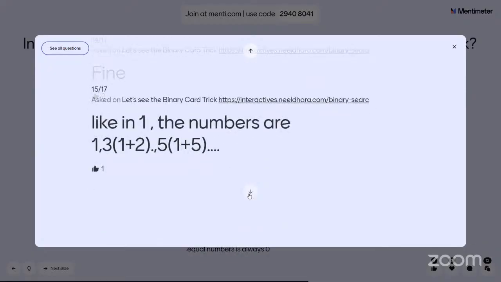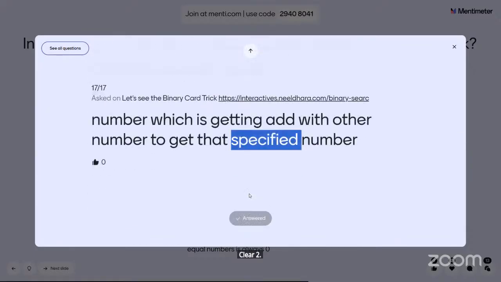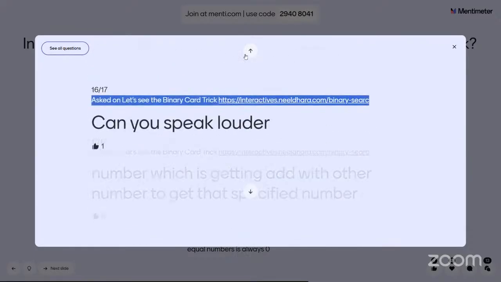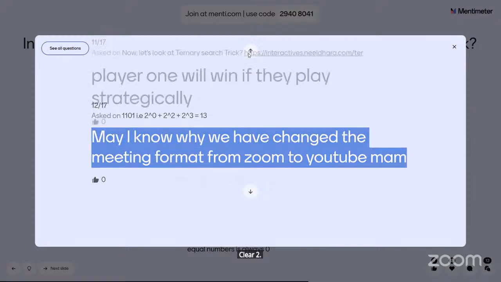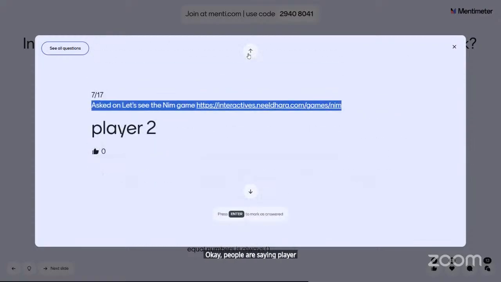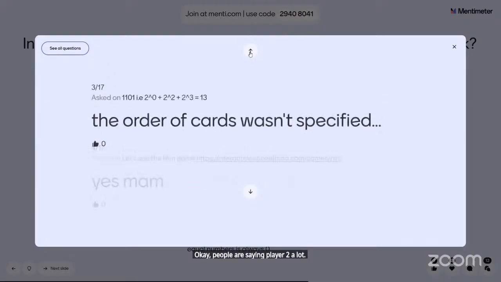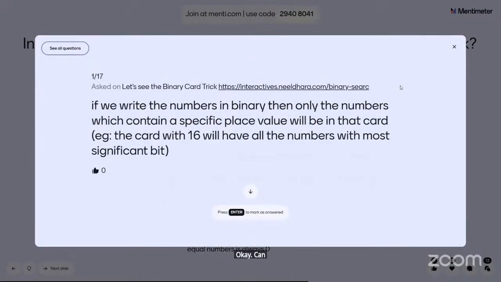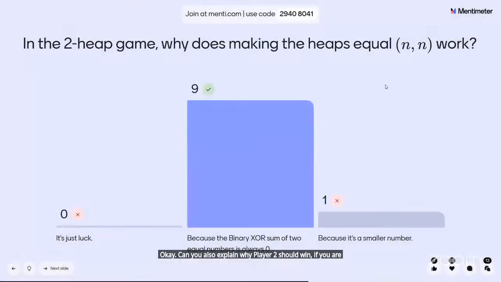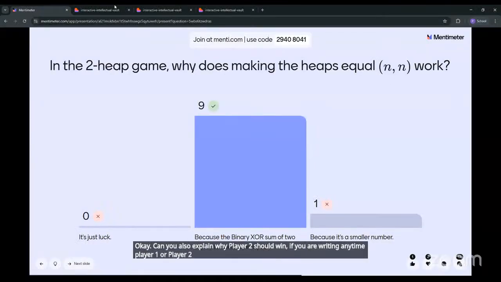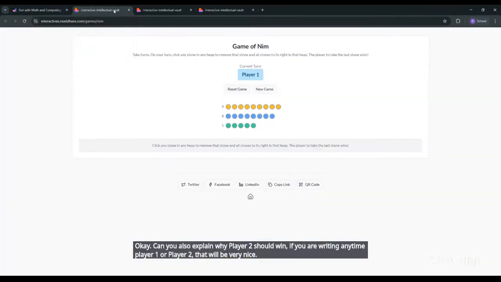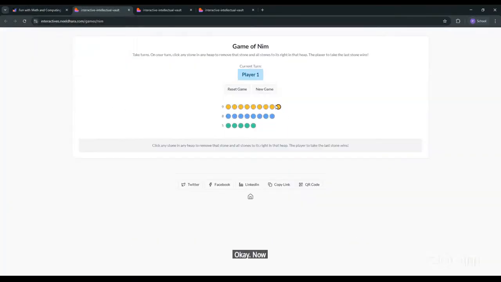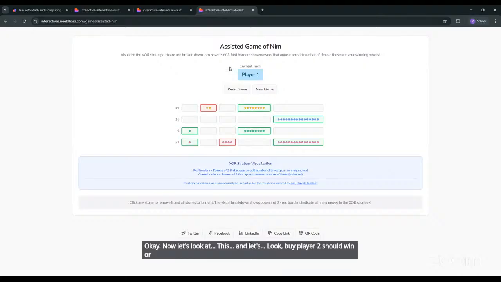Player 2. People are saying player 2 a lot. Can you also explain why player 2 should win? If you are writing player 1 or player 2, it would be very nice to add why. Now let's look at why player 2 should win or why player 1 should win.